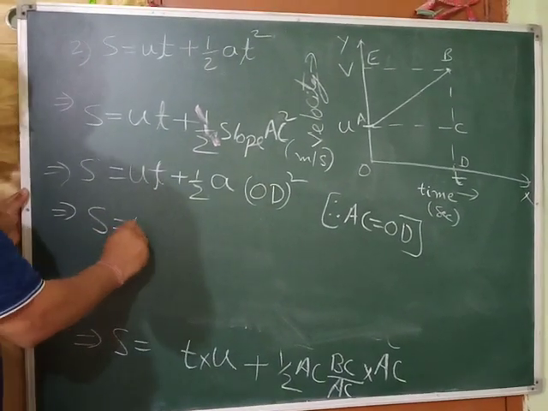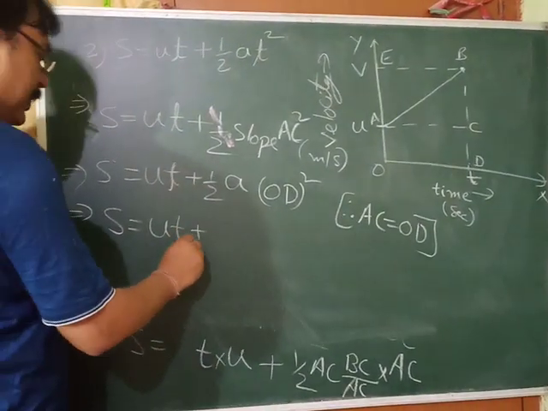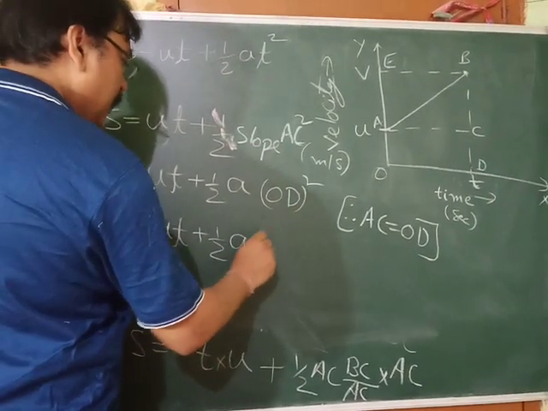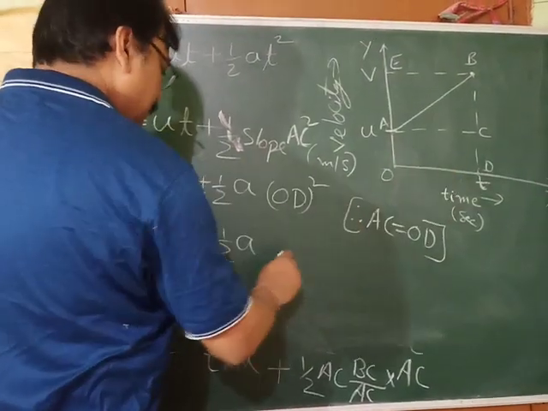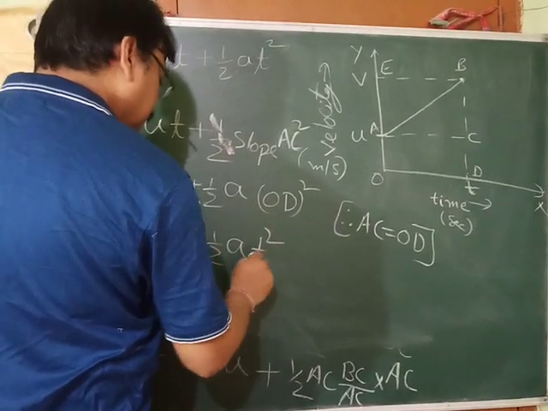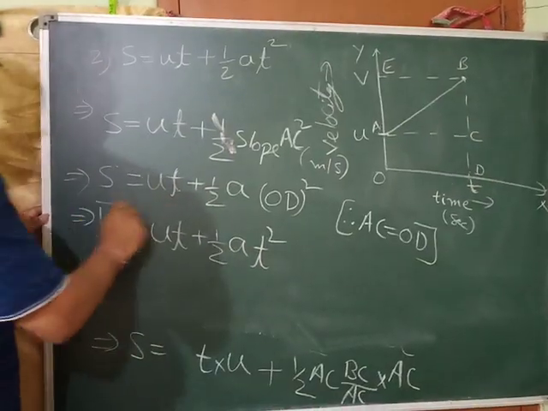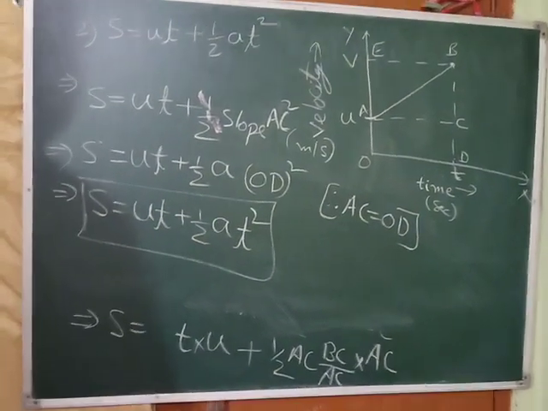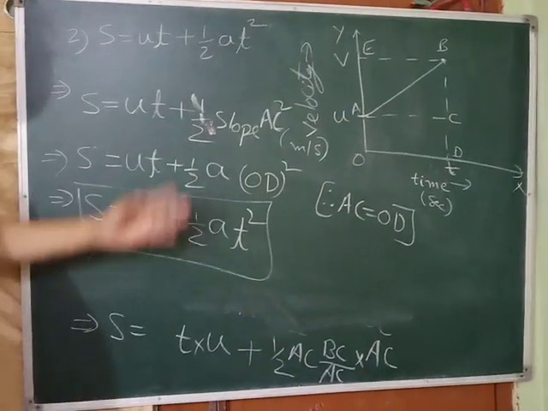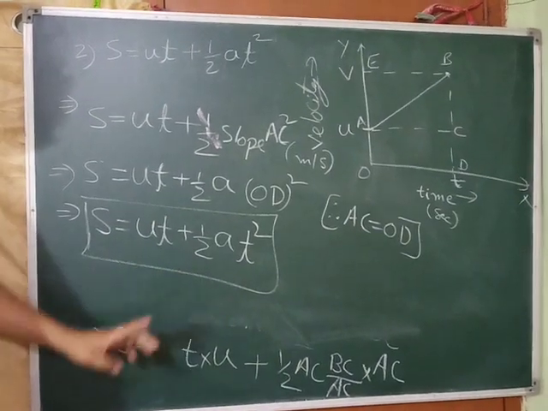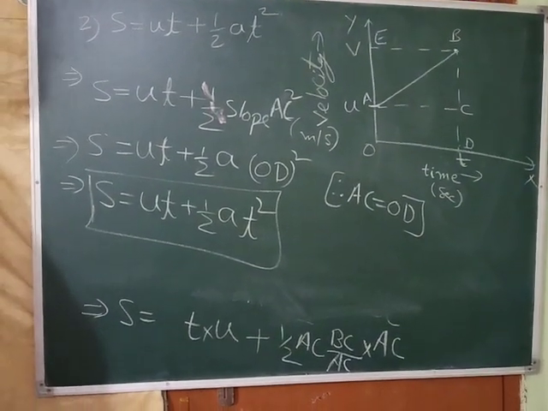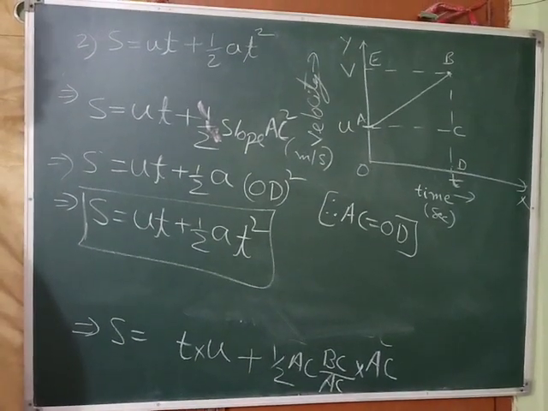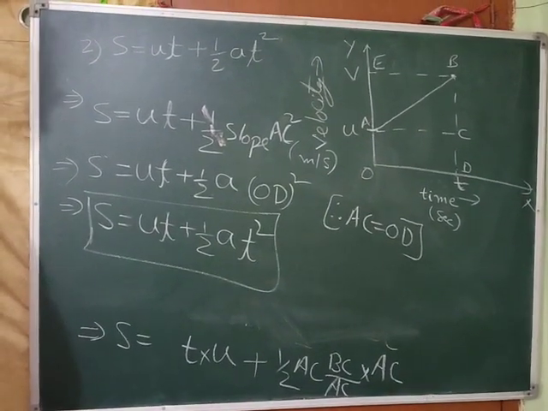S is equal to UT plus half A. OD is what? OD is T. So we can write T square. Have you got this expression? Okay. We got the expression. This was required. That's what we have got. Clear? So in this way we have derived this second equation. Now we have to go for the third equation.